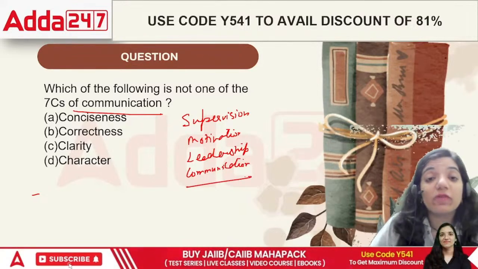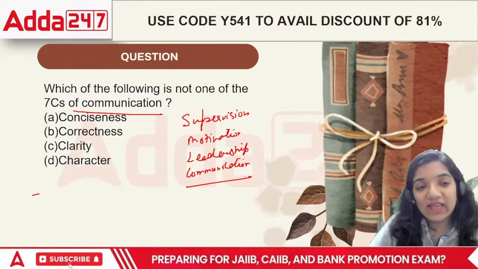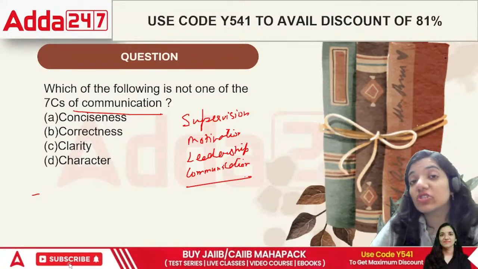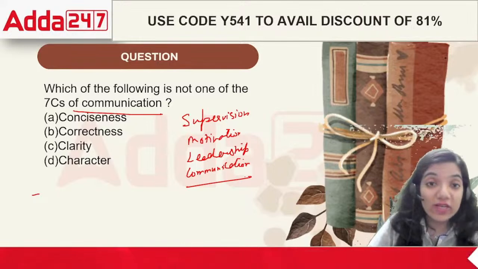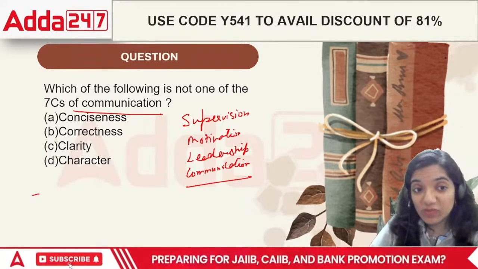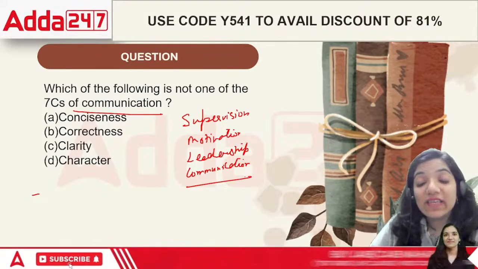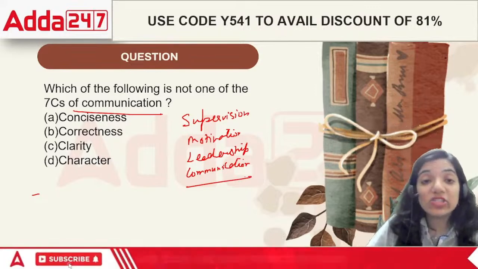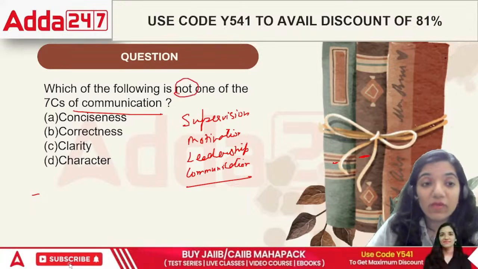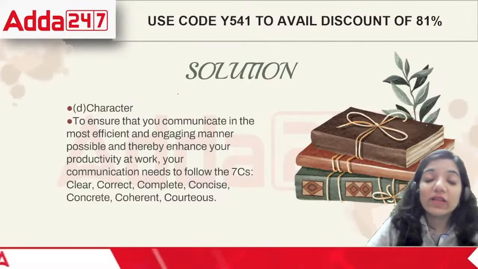Now, which of the following is not one of the seven C's? Conciseness, correctness, clarity, or character. Communication is the process of sharing your information with others. So it is to be concise or crisp about it, to be correct about what you're telling, to have clarity in it, and then there is character. Which of the following is not one of the seven C's? The one is character. Character is not required in terms of communication.